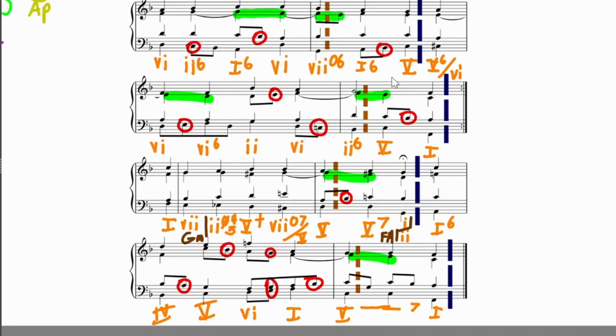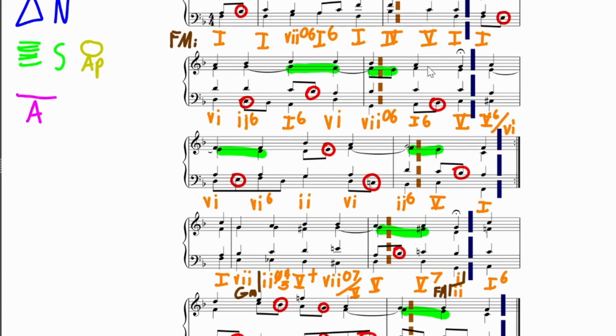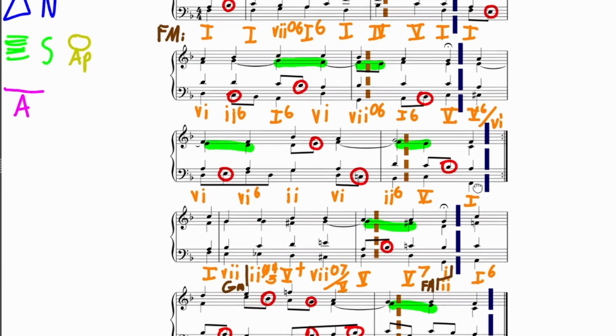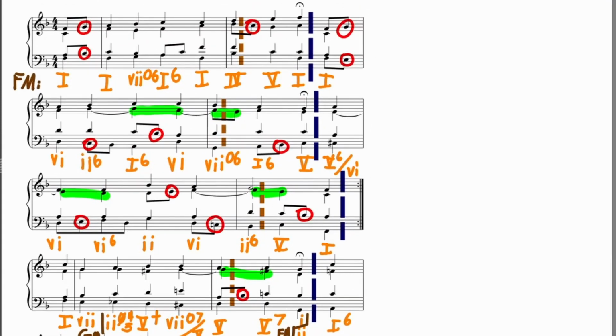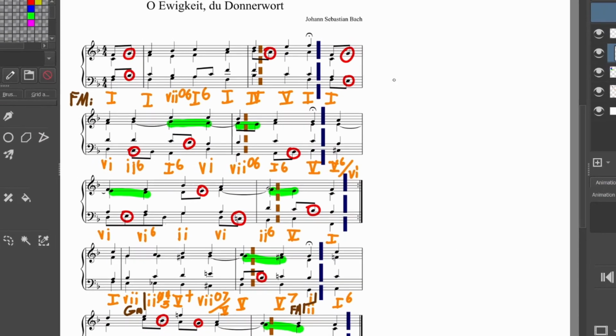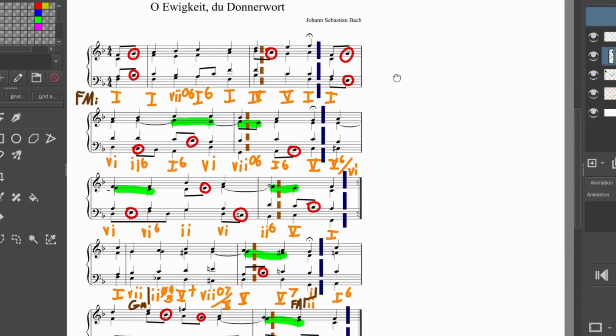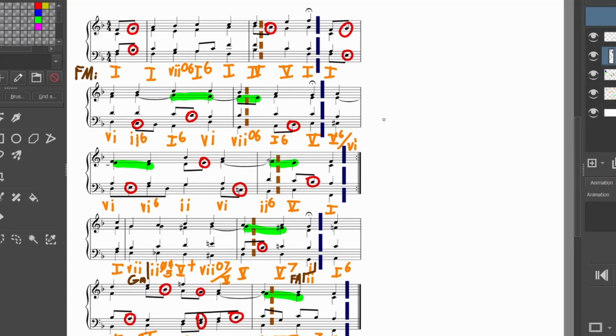And lo and behold, we now have a harmonic analysis, a non-chord tone analysis, and a phrasal analysis of this piece. And I'd say that's pretty cool. So now, to bring it back to where we started with, why do we analyze music? I'm going to write some stuff over on the right side of this page. Let's see what kind of world this piece inhabits.